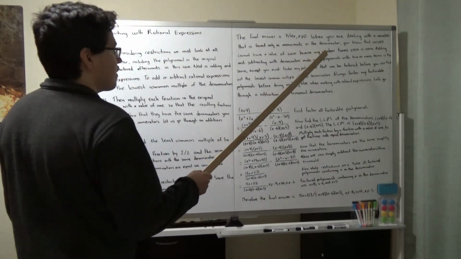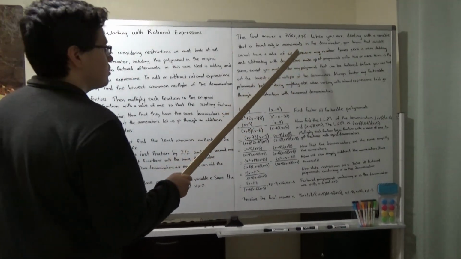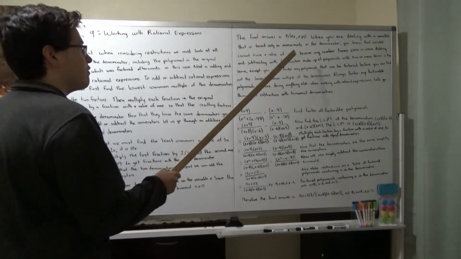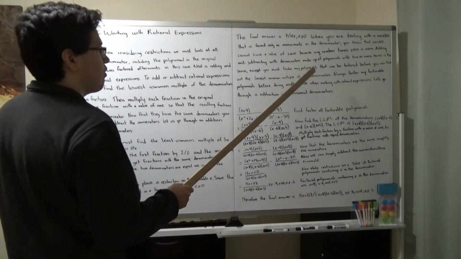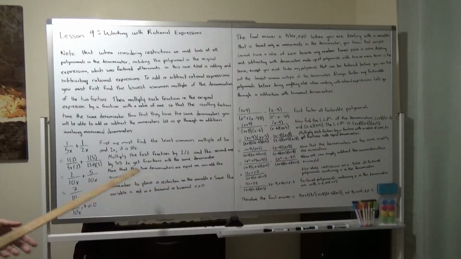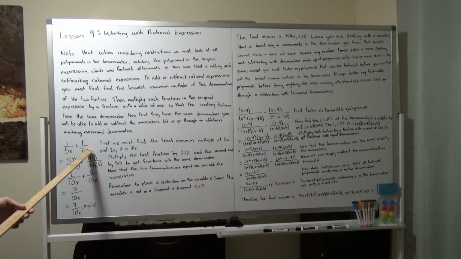When you are dealing with a variable that is found only in monomials in the denominator, you know that the variable cannot have a value of 0 because any number times 0 is 0. So in this case, we know this cannot be equal to 0, and we know that any number times 0 is equal to 0. So we know that x cannot be 0 in all of these cases.